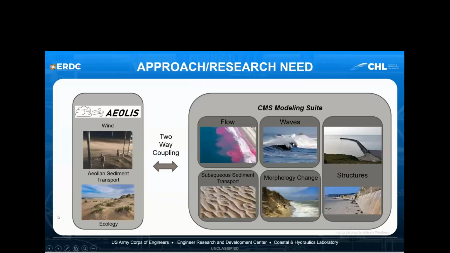And so what we're starting to do is couple Aeolus with the Coastal Modeling System, or CMS modeling suite, so that we're able to incorporate both flow, waves, and the subaqueous sediment transport with the subaerial sediment transport to look at a more holistic morphology change for both the nearshore and also in the dunes, and incorporate the different parameters from both models and what both are able to handle.